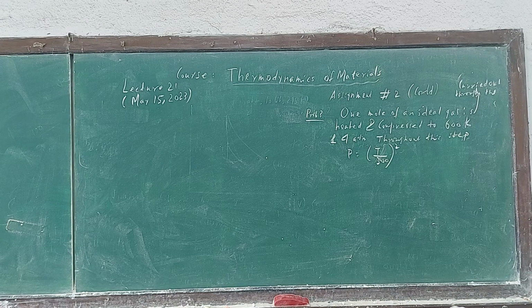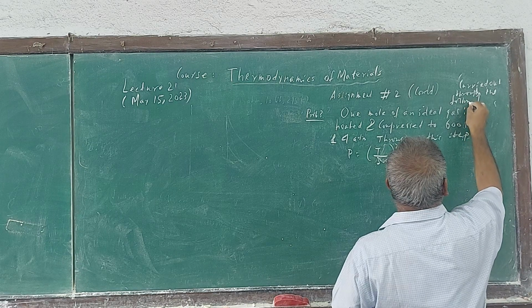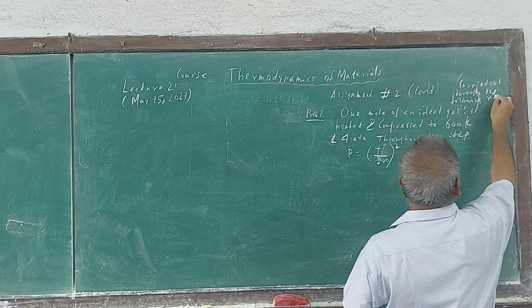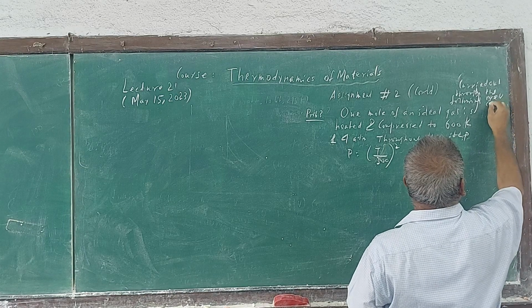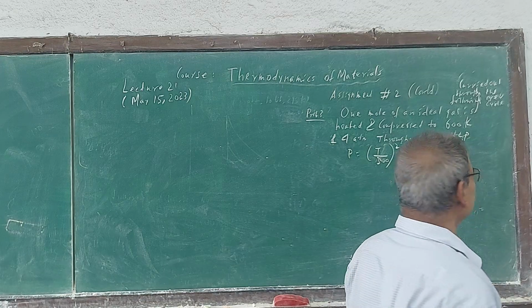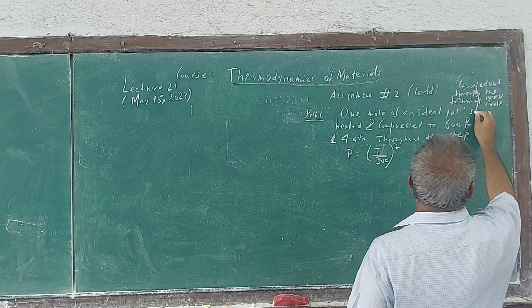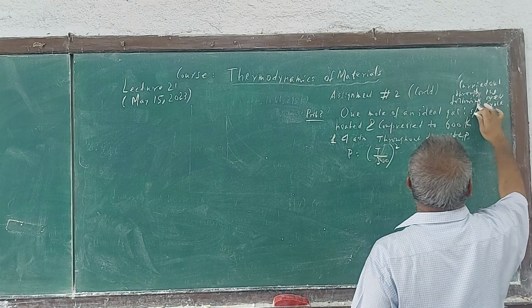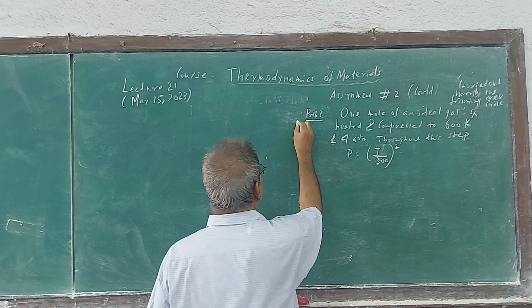Through the following reversible cyclic process. So this is it: is carried out through the following reversible cyclic process. What is step 1?